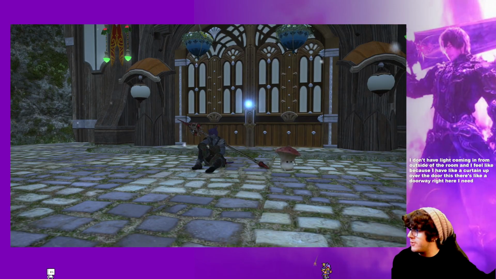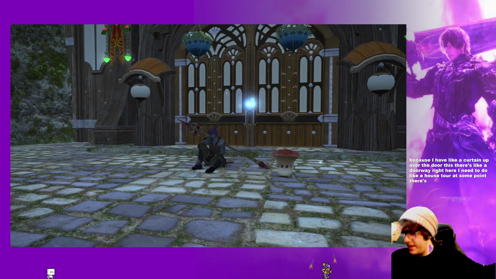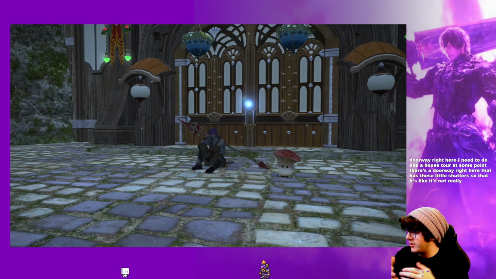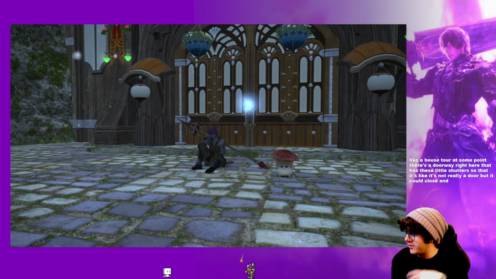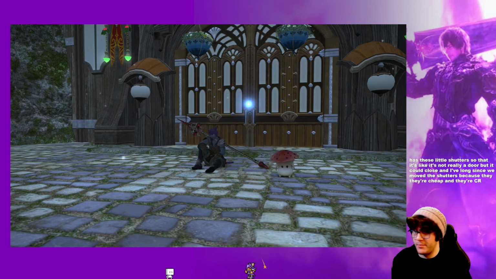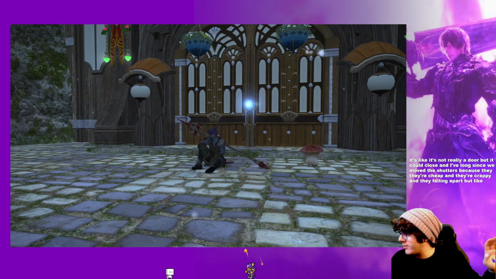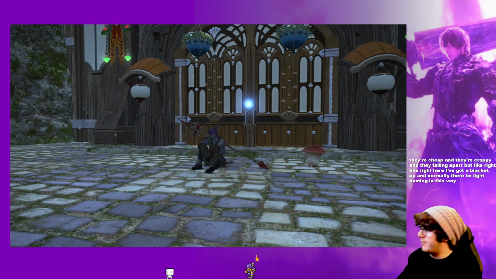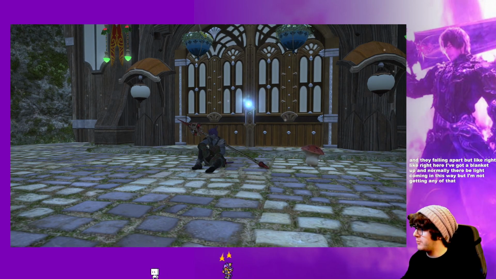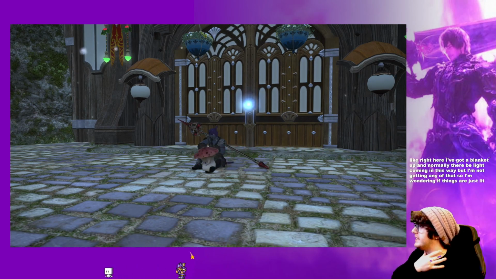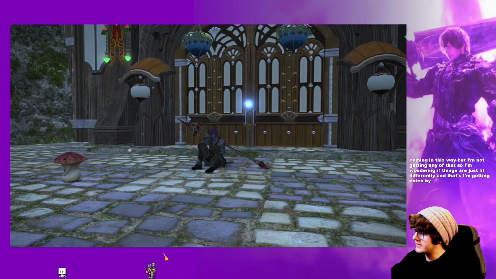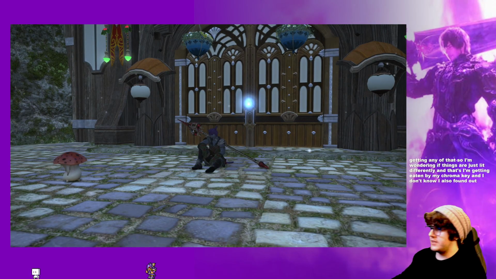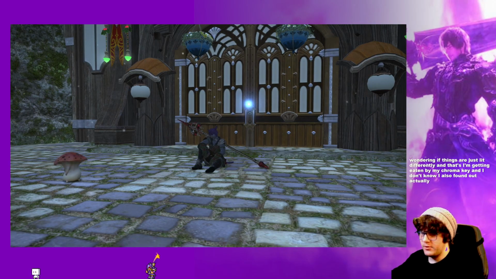I need to do a house tour at some point. There's a doorway right here that has these little shutters, so it's not really a door, but it could close. And I've long since removed the shutters because they're cheap and crappy and they've fallen apart. But right here, I've got a blanket up, and normally there'd be light coming in this way, but I'm not getting any of that. So I'm wondering if things are just lit differently, and thus I'm getting eaten by my chroma key, and I don't know.